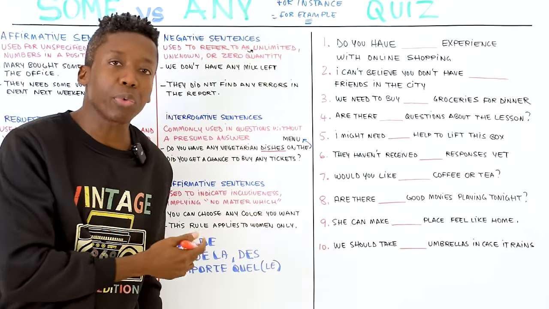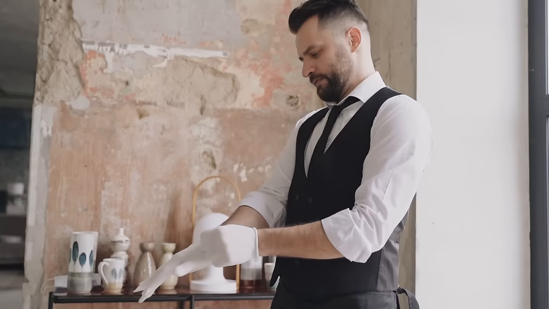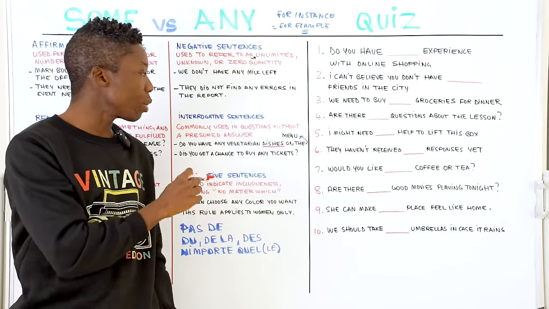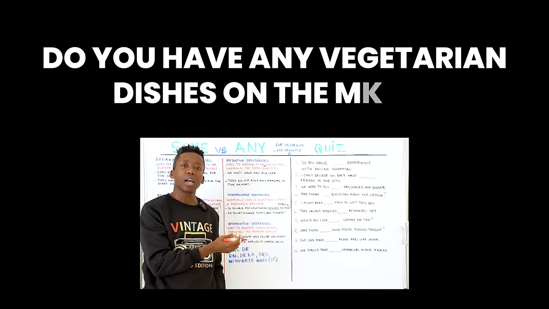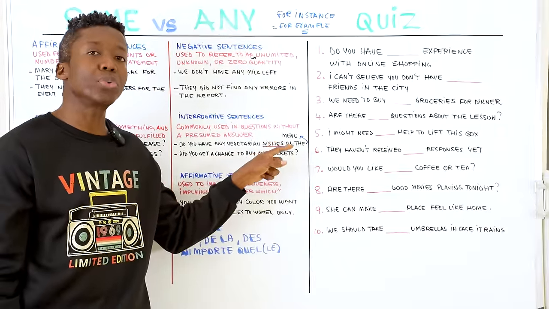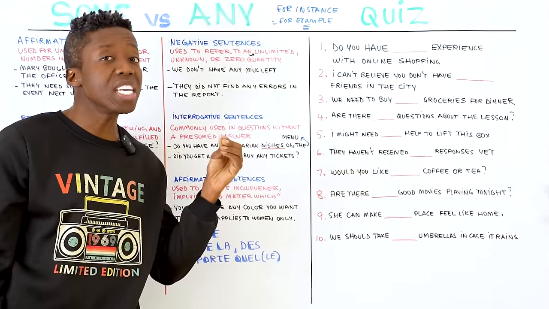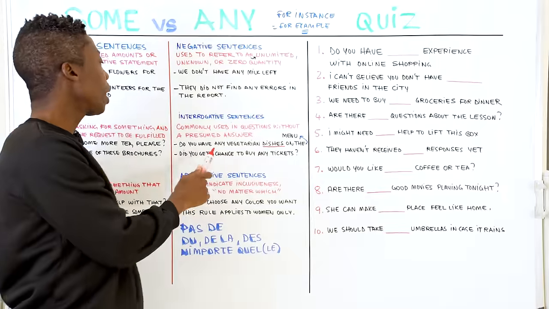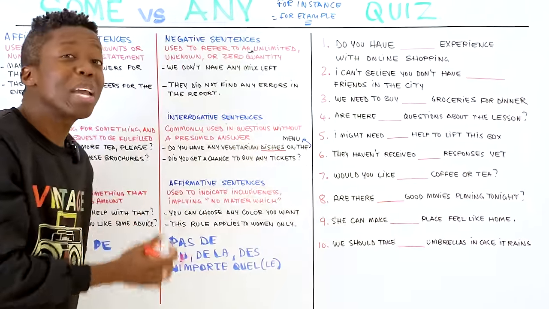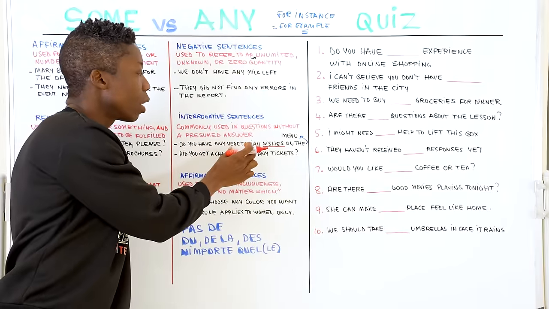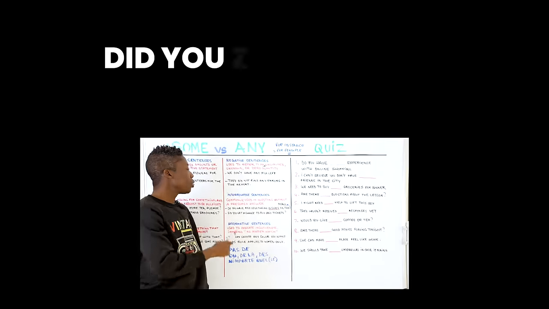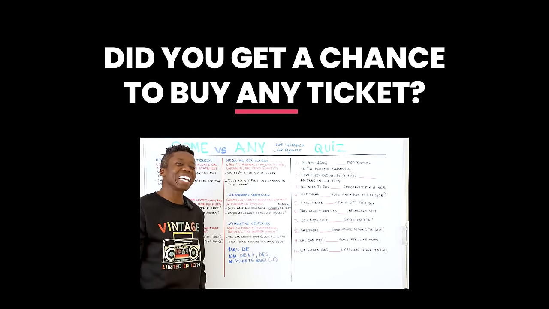So, let's say that you're at a restaurant, and then the waiter, le serveur, the waiter, W-A-I-T-E-R. The waiter comes and you say, hey, do you have any vegetarian dishes? On the menu, ça c'est pas menu, c'est menu, menu. On the menu? So here, it's an interrogative sentence and you're looking for information. What is the information that you're looking for? Vegetarian dish, because you're a vegetarian. Example number two, did you get a chance to buy any tickets?